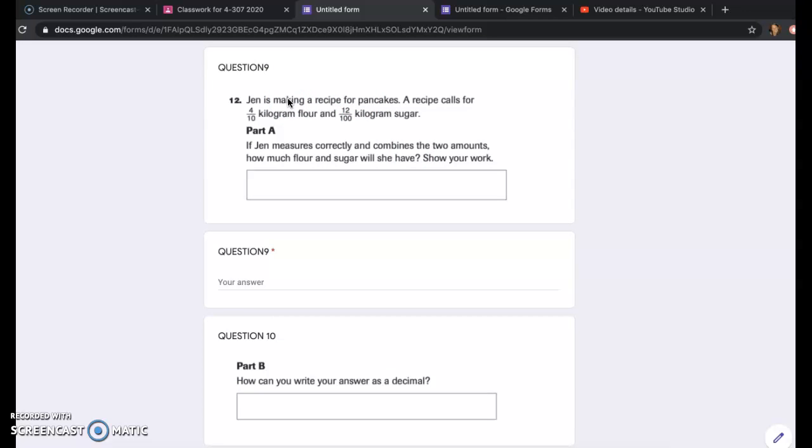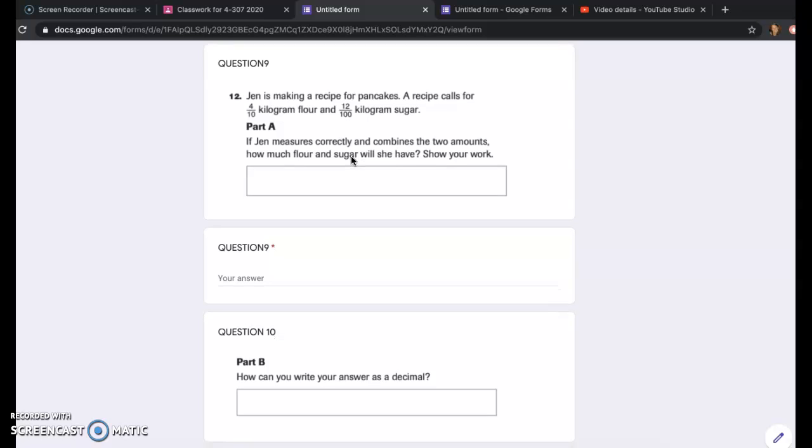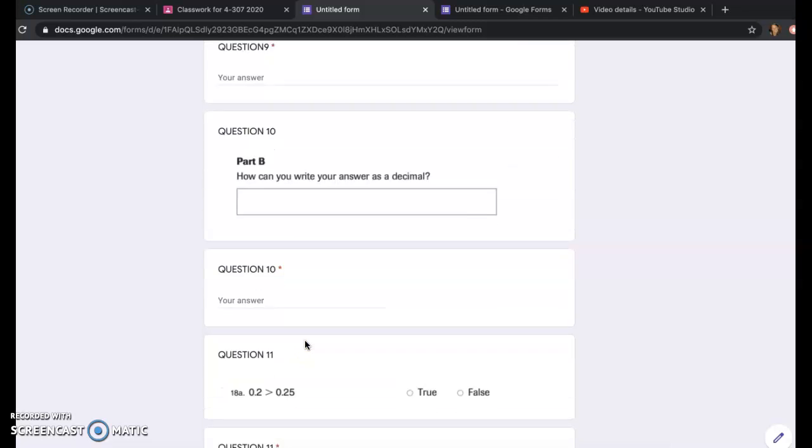9. Jen is making a recipe for pancakes. A recipe calls for 4/10 kilogram of flour and 12/100 kilogram of sugar. If Jen measures correctly and combines the 2 amounts, how much flour and sugar will she have? How can you write that answer as a decimal? So that's referring to the one above. So you get your answer. How can you write that as a decimal?